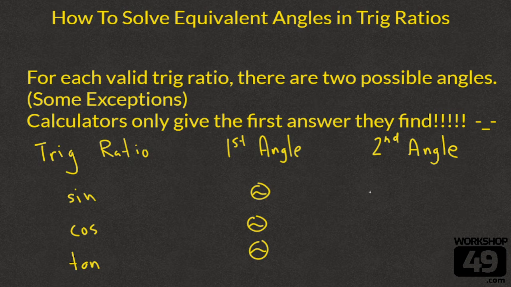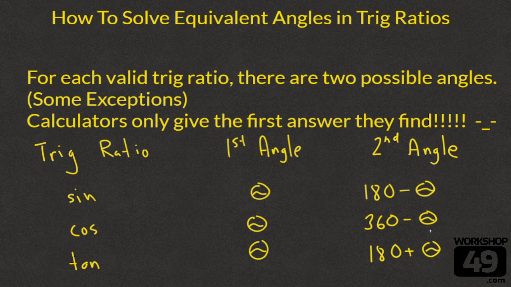And for sine, you can always get the second answer by doing 180 minus the angle that your calculator gives you. Now, if your calculator gives you an angle and you do 180 minus that angle, also correct. For cos, it's 360 minus theta. And for tan, it is 180 plus theta. And I'm going to do some examples to show you how this works, and then I'm going to show you that little possible exception, but once you see the exception, you're going to understand exactly why it exists.